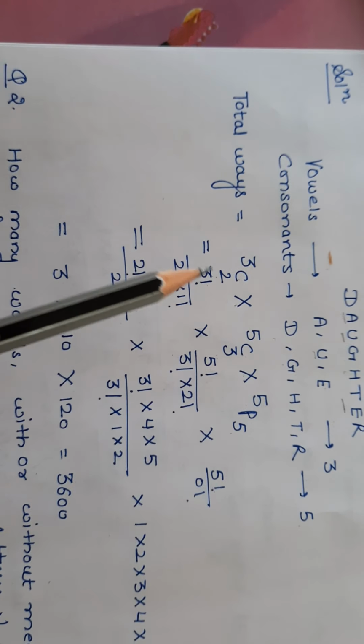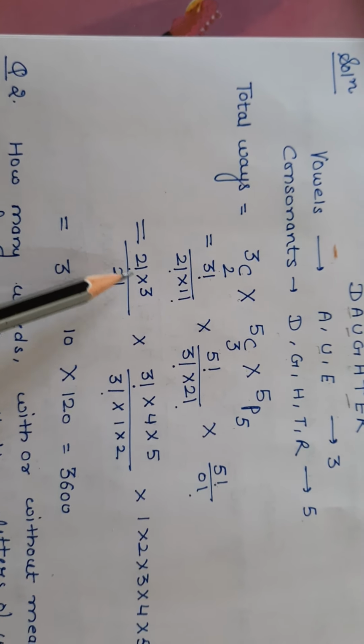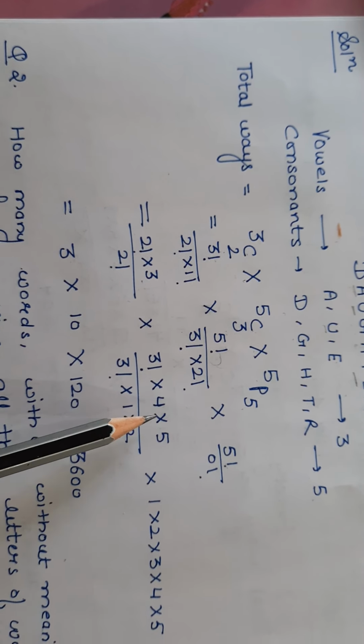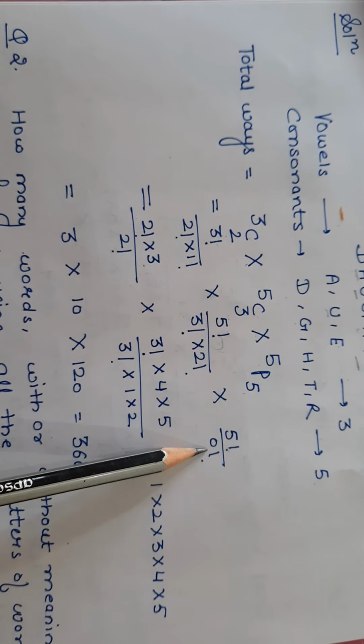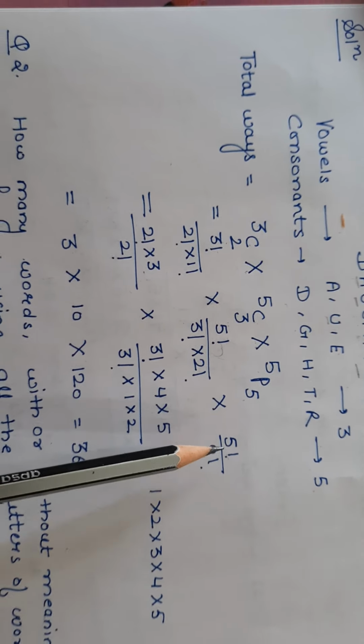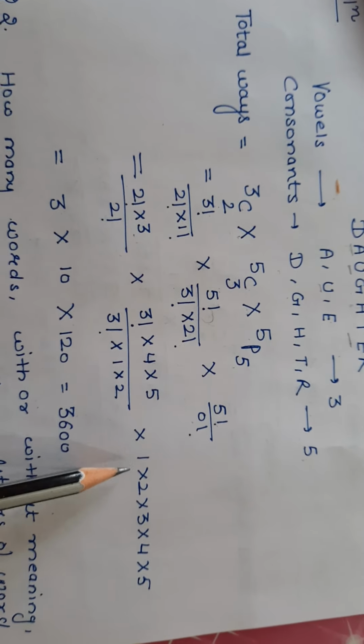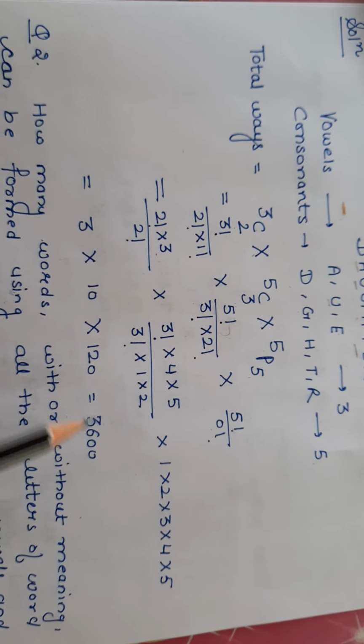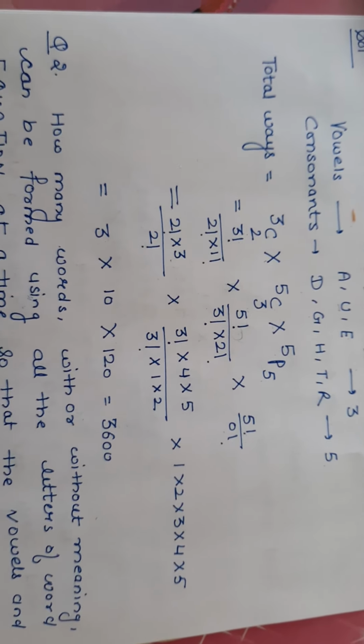Now here this 3 factorial can be written as 2 factorial into 3. Again 5 factorial can be written as 3 factorial into 4 into 5, and 0 factorial is 1. In the numerator 5 factorial is 1 into 2 into 3 into 4 into 5. Do simplification and your answer is 3600.